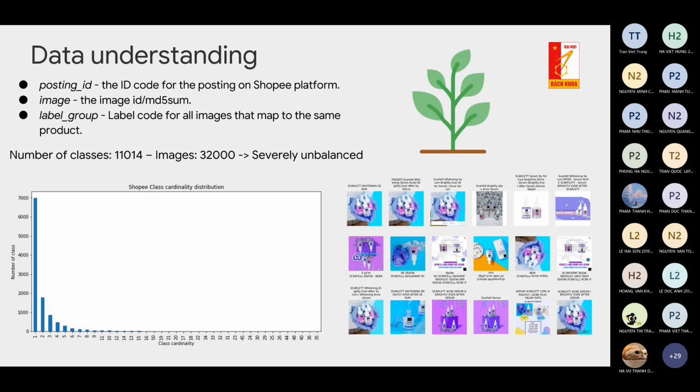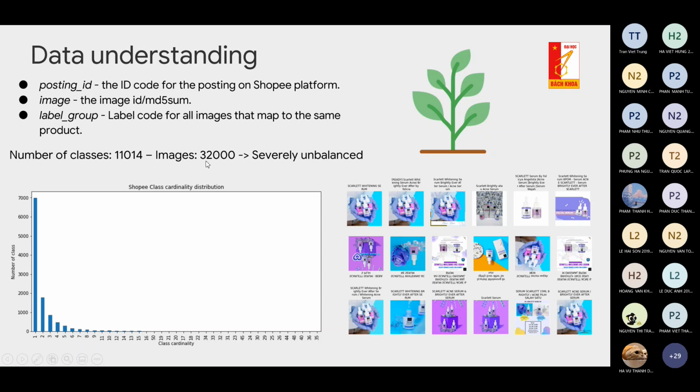Our data has a lot of images with a label group. Label group is the label code for all images, like the name of the group for each group of images, each class, and we have the images mapped to the image folder. The total number of classes in our data is 11,014, with only 32,000 images.